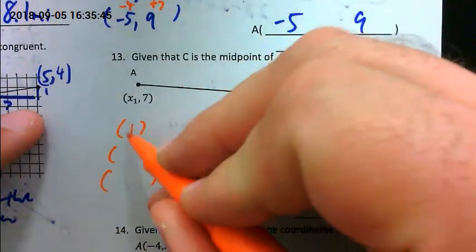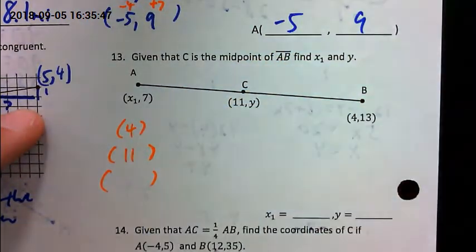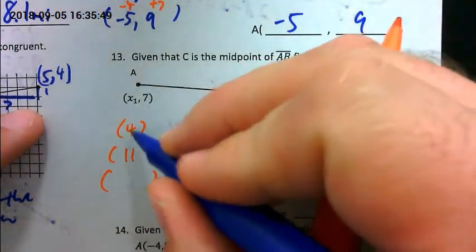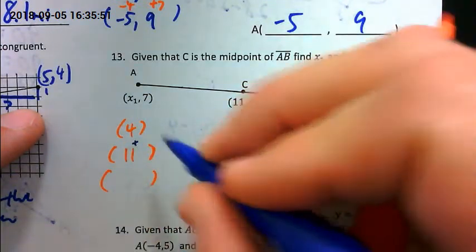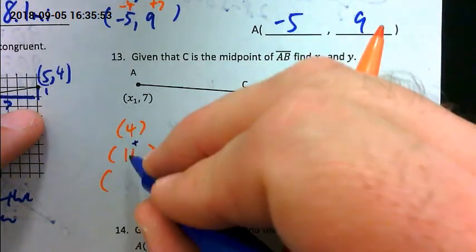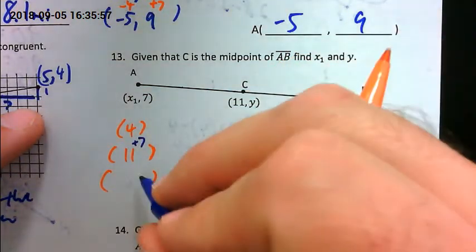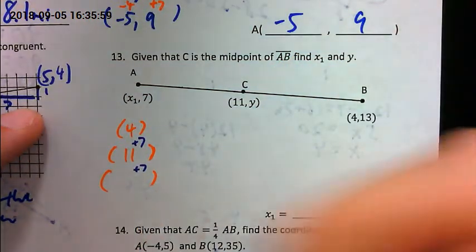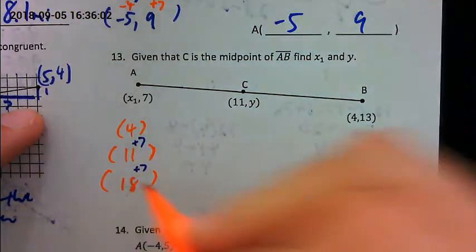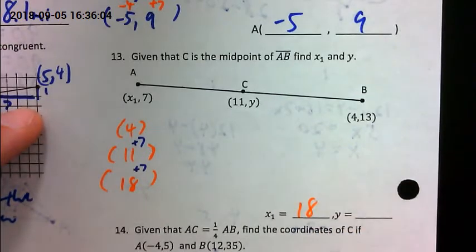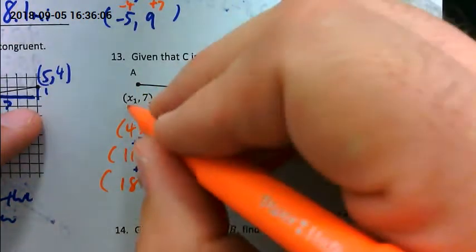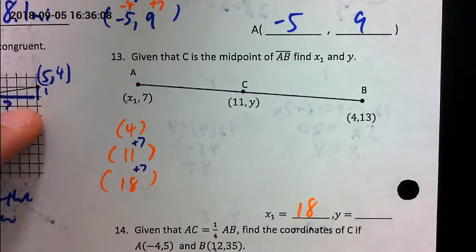I have 4 as one endpoint. I have 11 as the one in the middle. What's my difference here? Would I add plus... plus what? 7, right? So add 7 more, and you're at 18. That's that missing value for x1. That is now 18.